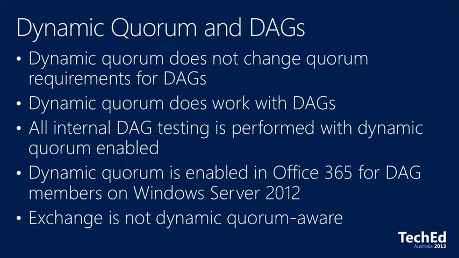Dynamic quorum, as interesting as it is from that resilience standpoint, doesn't change the quorum requirements for DAGs. It doesn't really affect DAGs from a quorum or membership or from a sizing or any other perspective whatsoever. It does work with DAGs, but Exchange has no idea that it's there. It just assumes it's getting information from the cluster as to whether or not it has quorum. It doesn't know that votes are being taken away or anything like that.